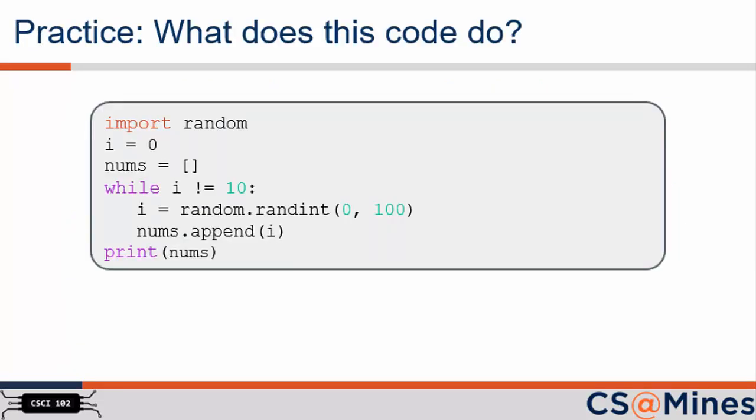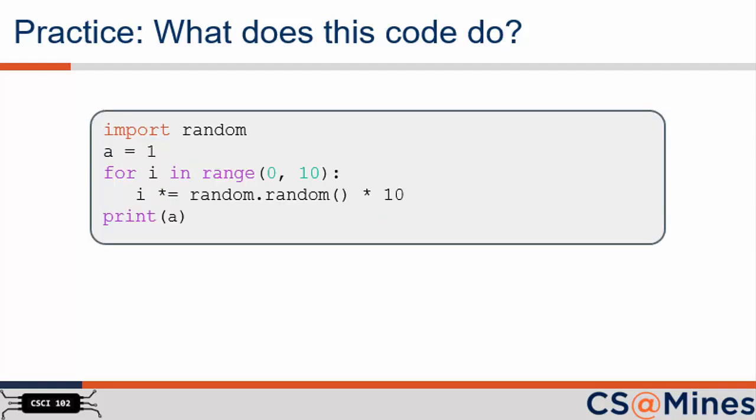Let's look at some other code that generates random numbers. What does this code block do? We encourage you to pause the video and trace through the code to figure it out. Once you think you have a good idea of what is going on, type the code into a Python file and execute it to see what happens. Here's another example. What do you think this code block does? Pause the video to figure it out. Then type the code into a Python file and execute it to see what happens.